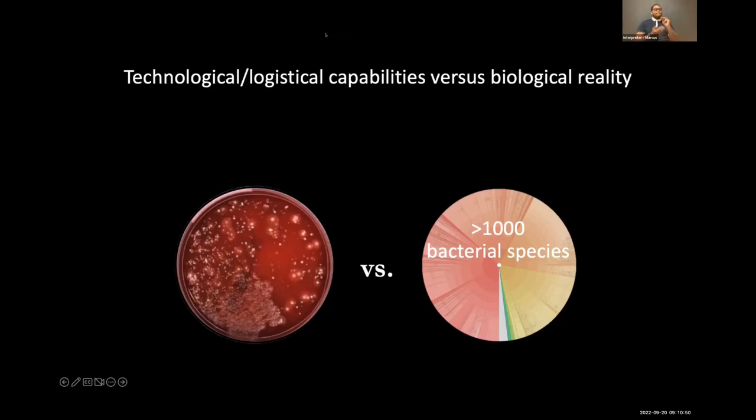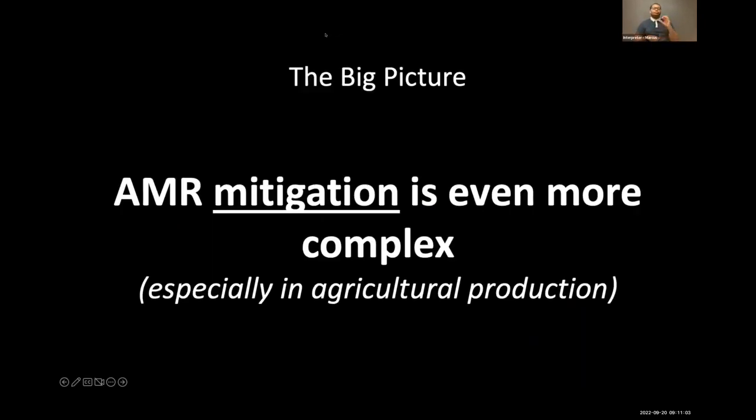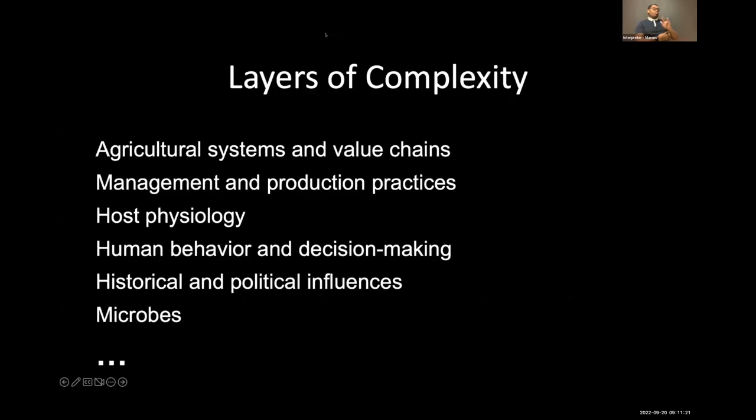So not so much the phenomenon of antimicrobial resistance itself, but how can we mitigate it? And that, of course, is the important question when it comes to animal, human, and public health. When we think about mitigation, resistance becomes even more complex, in my opinion, especially within agricultural production systems. I think the reason it becomes complex is because it's no longer just a phenomenon related to microbial communities, but it has all of these layers around it.